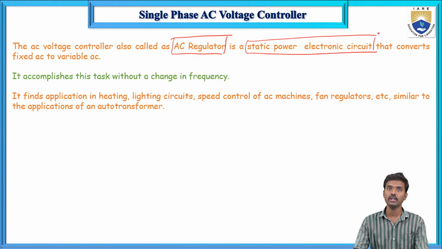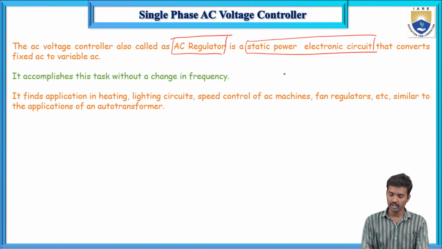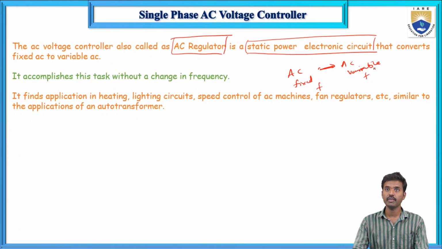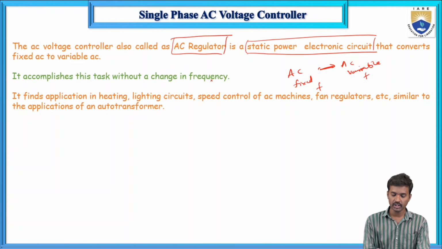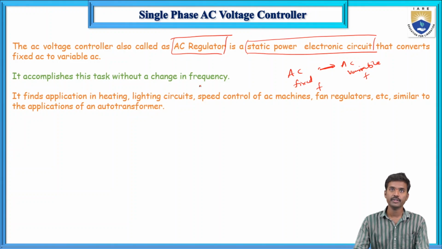What is the definition of an AC voltage controller? It converts from AC to AC, fixed AC to variable AC. But here the input frequency and output frequency are the same. So without a change in frequency, it will convert from fixed AC to variable AC.